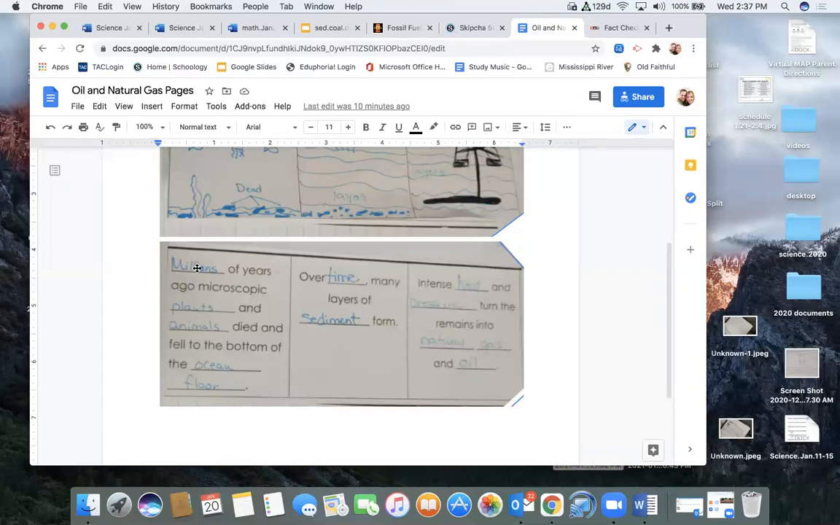So then the second part, millions of years ago, microscopic plants and animals died and fell to the bottom of the ocean floor. Over time, many layers of sediment form. Intense heat and pressure turn the remains into natural gas and oil.